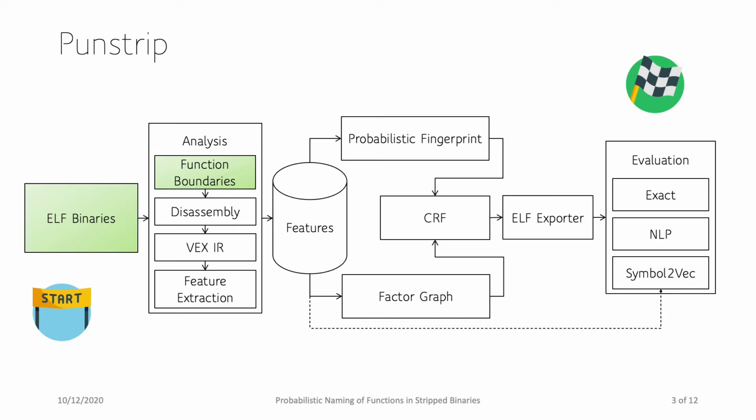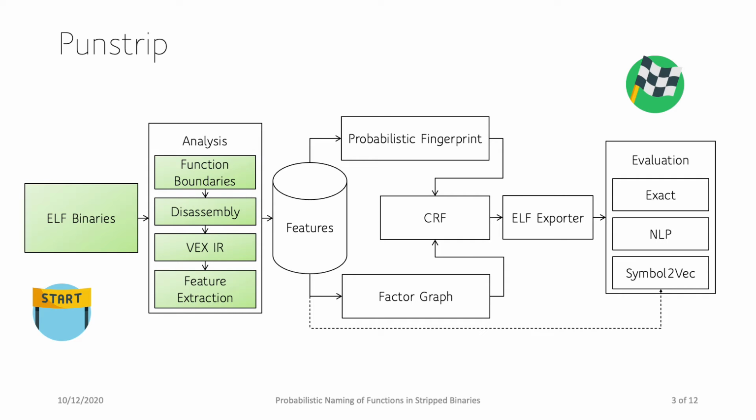For every ELF binary in our training set, we first parse the ELF header and discover the boundaries, size, and names of functions. Next, we disassemble the body of each function into basic blocks and lift each basic block into a higher level intermediate representation called VEX. The VEX intermediate representation abstracts away low-level implementation details of machine code and allows our analysis to be architecture agnostic.